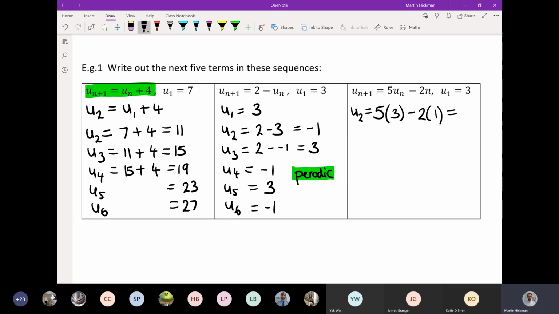And then n is just 1 here. I think in my notes originally I did this incorrectly, so I'm just going to have to improvise here. So if I'm putting in n as 1, I've got u2 here, and then 5u1, and then minus 2 times 1. So this is just going to give me 13.